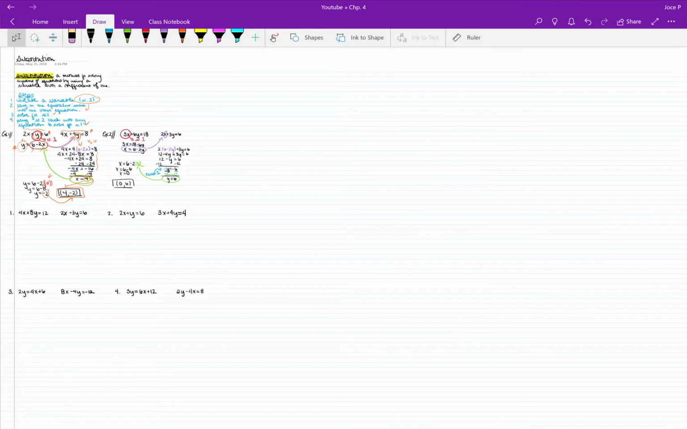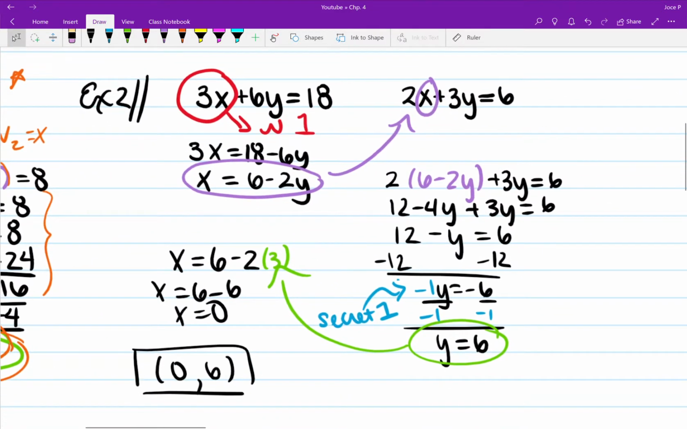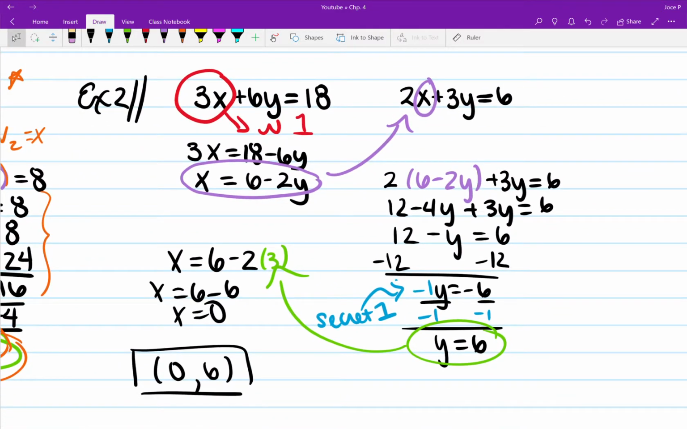Well, let's go back to our steps. Isolate a variable, v1. Let's choose 3x. This time v1 is, or rather, x. So we're going to have to isolate x. So we do our algebra, and we get x is equal to 6 minus 2y.